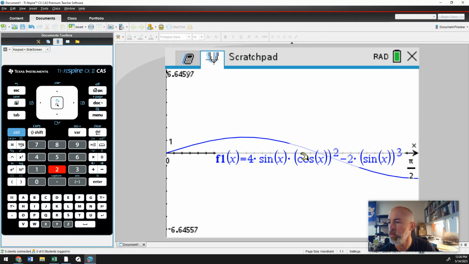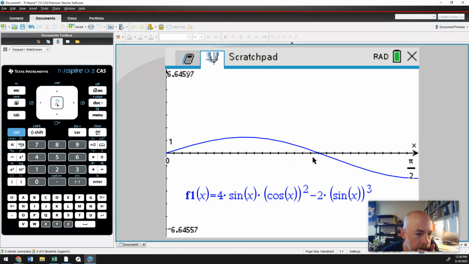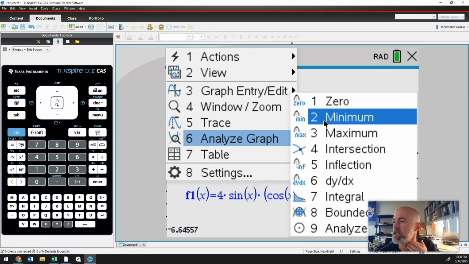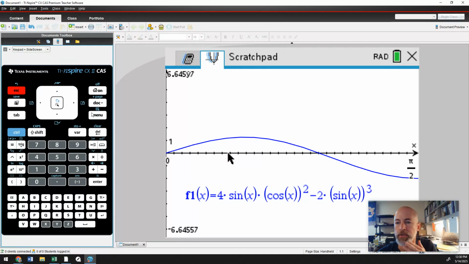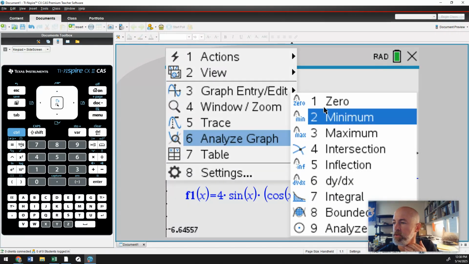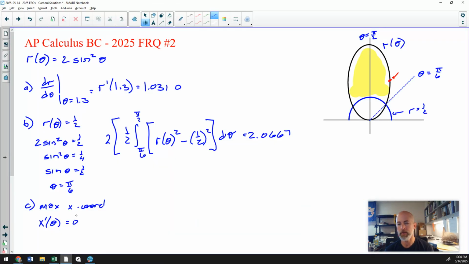And we have one critical number, and that is at, okay, yeah. So menu, analyze, intersection. No, not intersection. Can I grab the x-axis? No, escape. I need the zeros. Menu, analyze, 0. 0.95. Do I need to store that? No, I don't think so. So 0.9553. Theta equals 0.9553. And how do I know that that is a maximum?